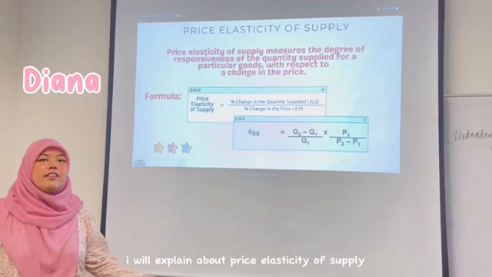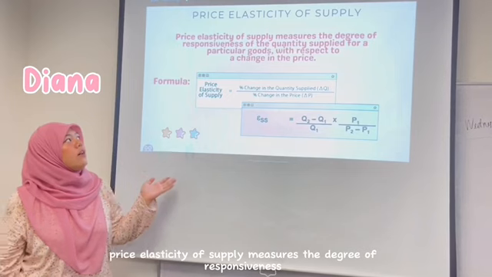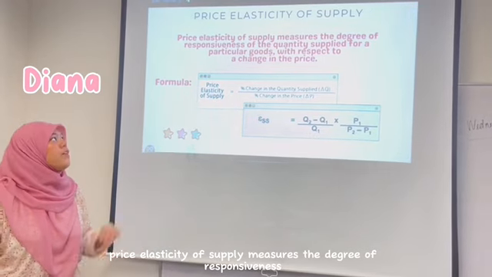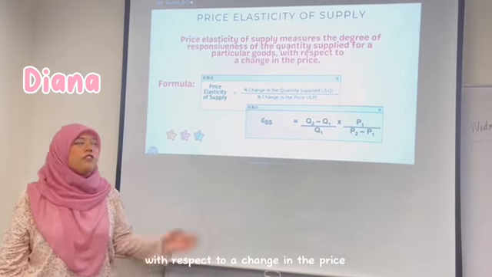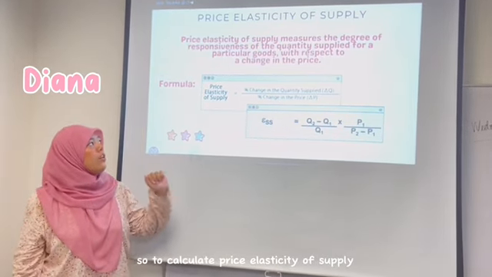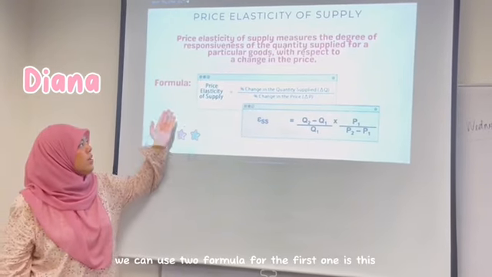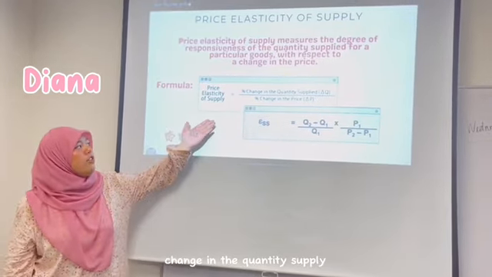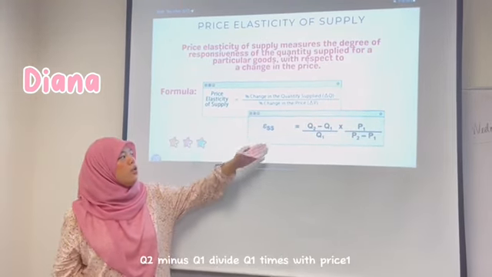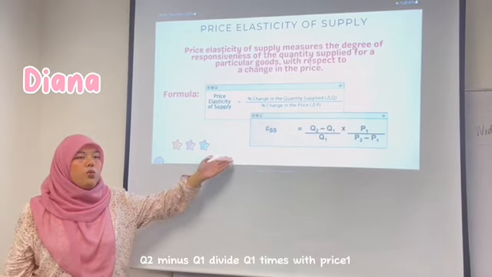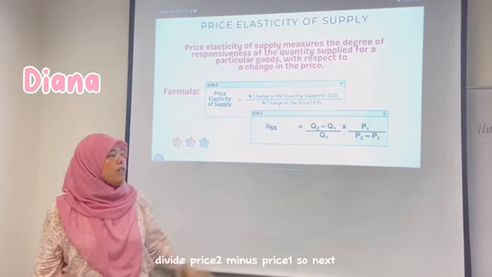Okay, so next I will explain price elasticity of supply. Price elasticity of supply measures the degree of responsiveness of the quantity supplied for a particular good with respect to a change in the price. To calculate price elasticity of supply, we can use two formulas. The first one is the change in the quantity supplied divided by the change in the price, and we can also use Q2 minus Q1 divided by Q1 times price 1 divided by price 2 minus price 1.